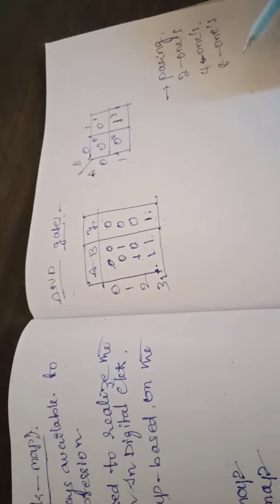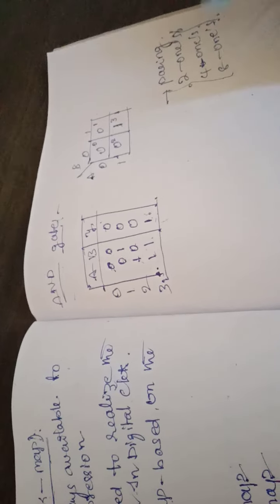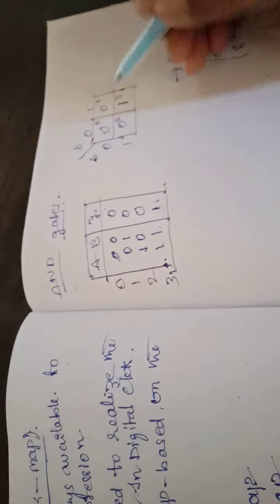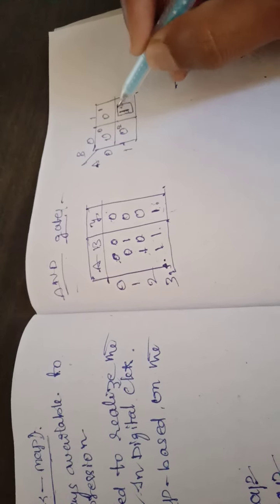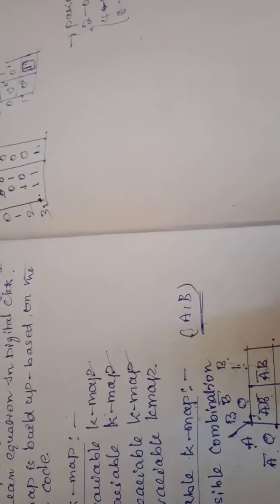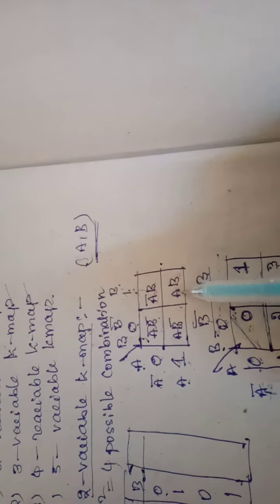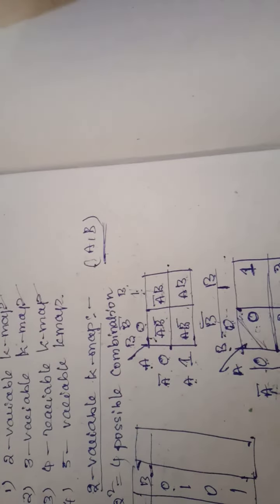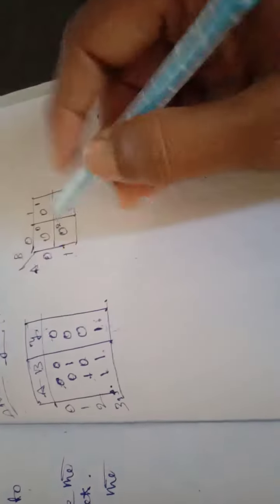Here I'm going to consider A. Whether it is B or A, no problem. So this is A. Here is B. First box is represented as 0, second box is represented as 1. Here also first box is represented as 0, second box is represented as 1. So 0 represents A bar, 1 represents A. Here 0 represents B bar. Here 1 represents B.